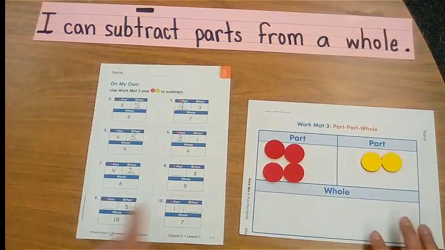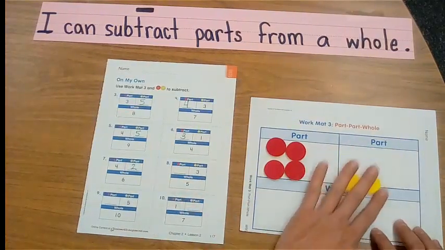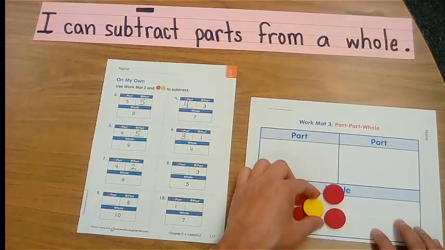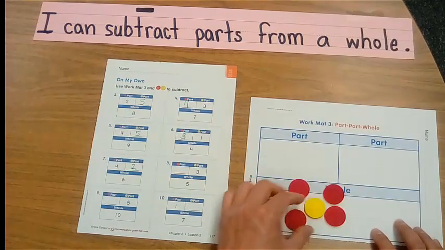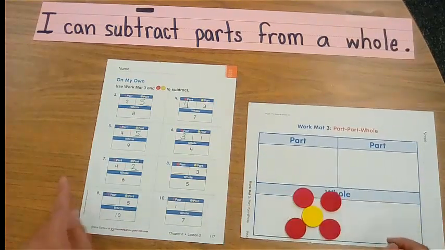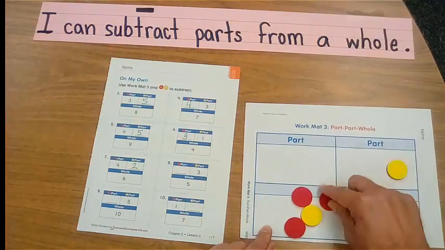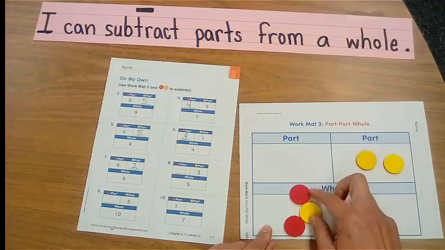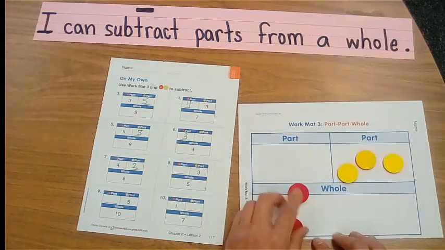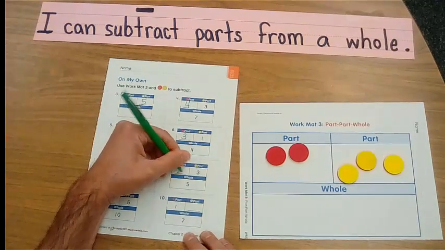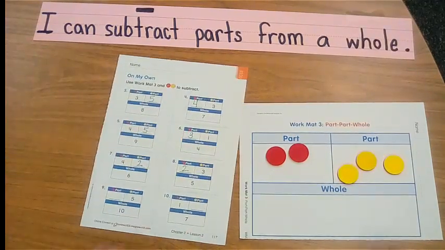Fantastic. Okay, here's another one. It says I have 5. So let's do 5. Okay, so I have 5 dots here, and 3 of them are supposed to be yellow. So let's flip 3 over. Make sure I have 3 yellow. And then the missing part is 2. So I should have 2 red ones.